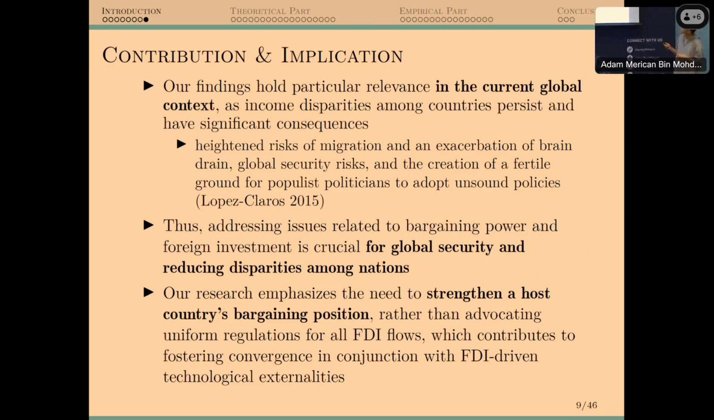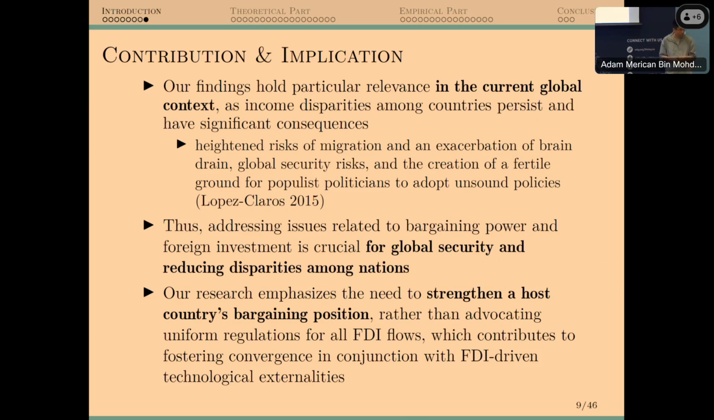And of course, our paper also holds particular relevance in the current context, as we can see these kinds of disparities among countries, and our paper paves the way for the global security issues, etc.